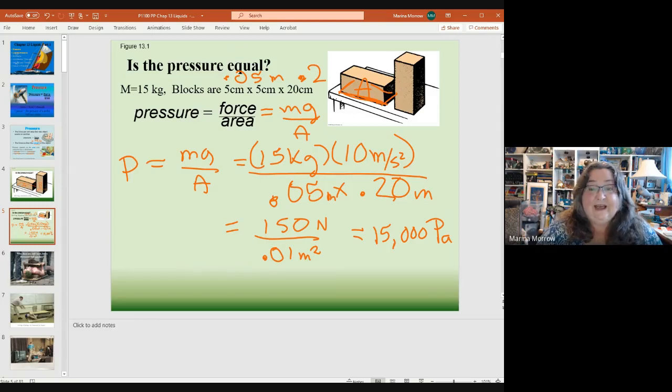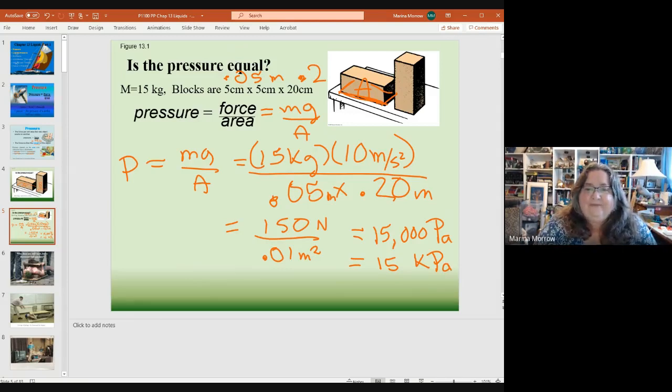Now, one thing is that because pascals are so tiny, we often have numbers that are larger than that. So what you do is we make them kilopascals. So this one is going to come out to be 15 kilopascals, right? Thousands of pascals. So kPa is often a unit used for pressure.